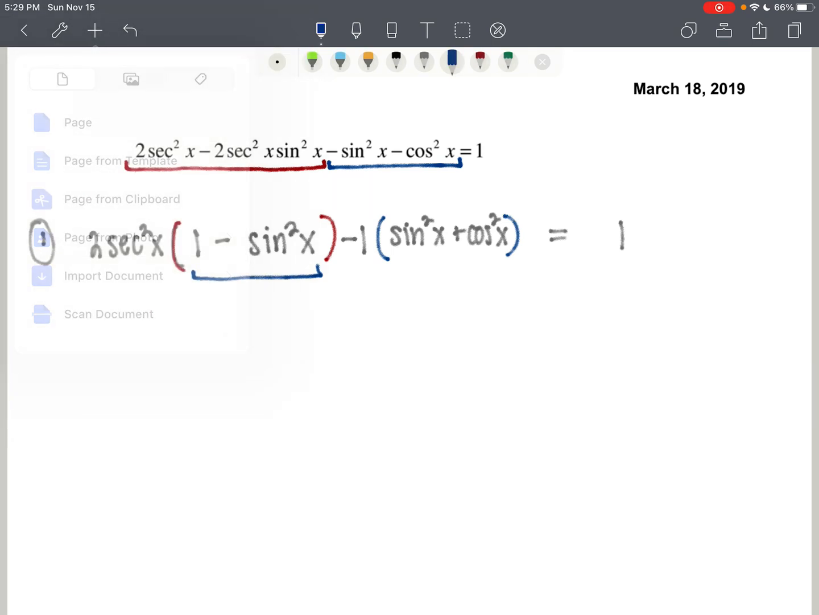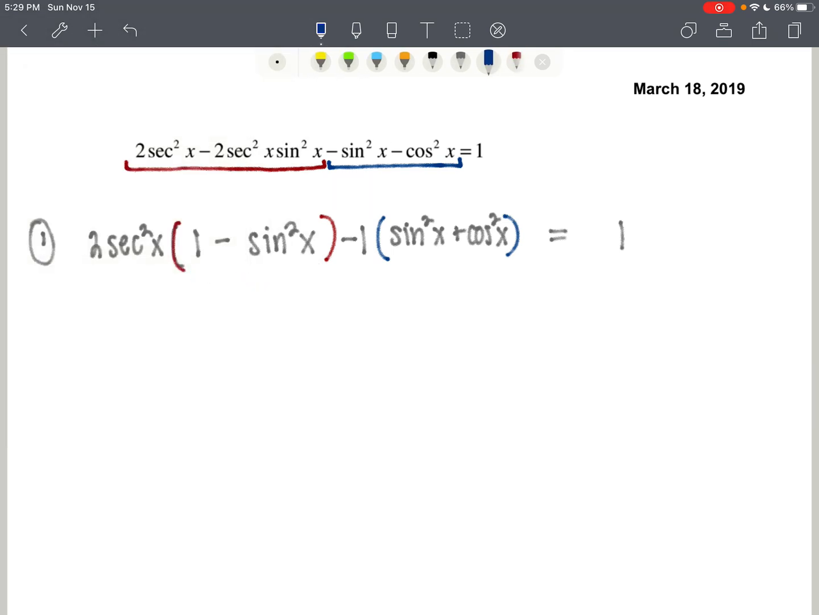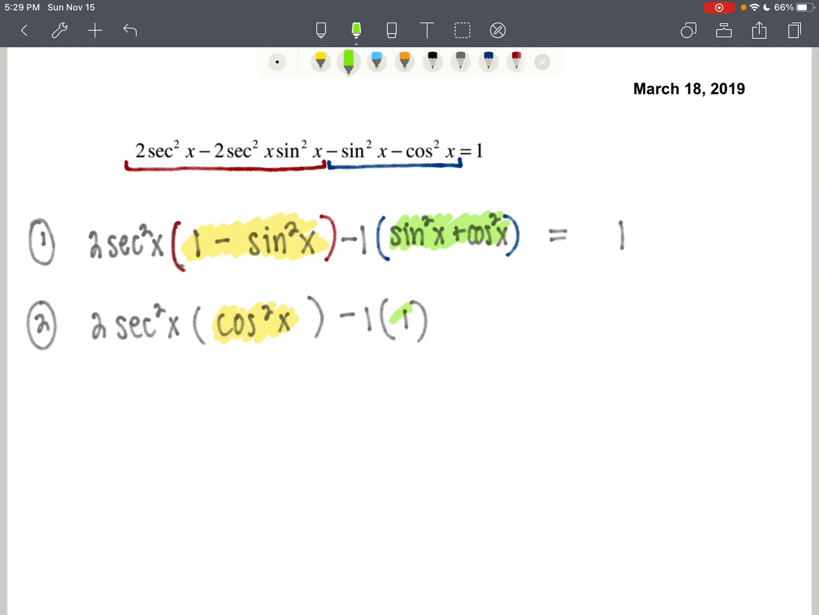Let's use a different color. I'm going to highlight now. This right here is cosine squared. And this one over here is even better. It's 1. So we've got 2 secant squared of x times cosine squared of x, because 1 minus sine squared is cosine squared, minus 1 times 1. And why is that 1? Because sine squared plus cosine squared is equal to 1.